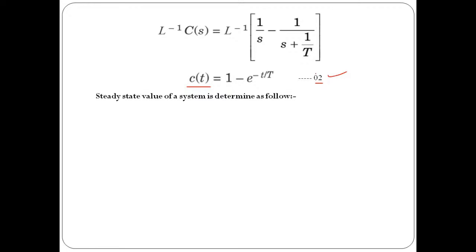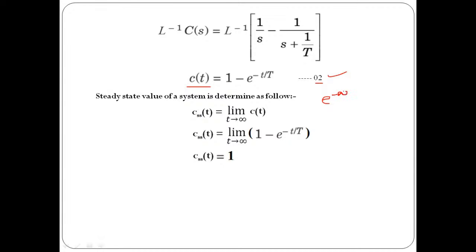Now, suppose you are interested to calculate the steady state response. How to calculate the steady state response? It will be limit t tends to infinity of C of t. And the moment you solve this for limit t tends to infinity, it will be 1. Why? Because the moment you put t tends to infinity, e to the power minus infinity is going to be 0. So 1 minus 0 is going to be 1. That means finally the response of the system will achieve a value of 1. So C_SS will be 1.